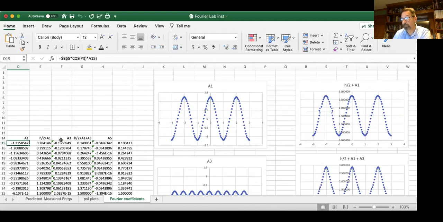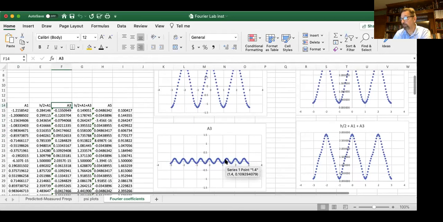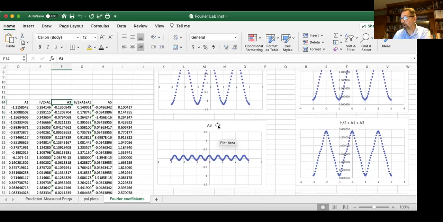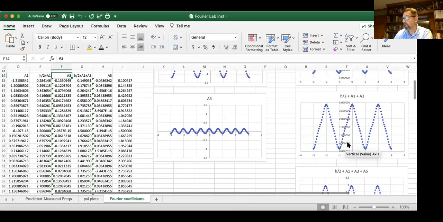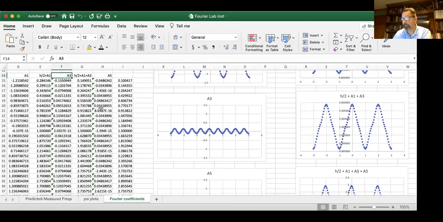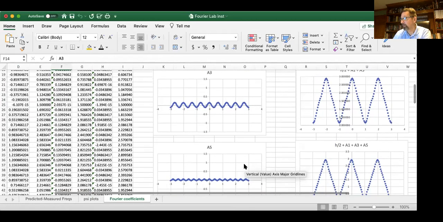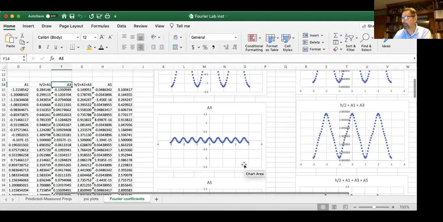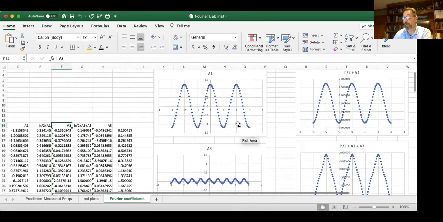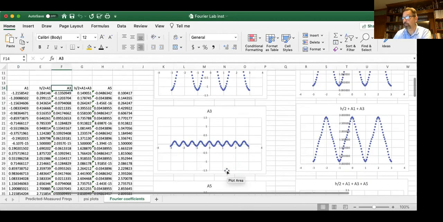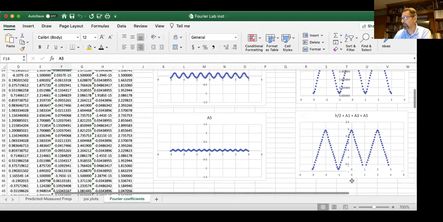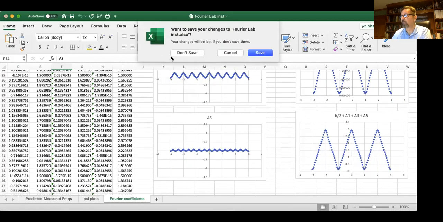There's the A3 term, okay, right there. You can see it's 1/3 the amplitude. I took that one and added it up, and all of a sudden it's starting to look like a triangle wave. And then I took the 5th one, okay. There's the 5th one. You could see it's 1/5 the amplitude. I took h over 2, which is the A0 term, plus A1, plus A3, plus A5, and it's starting to look like a pretty good triangle just with 3 terms. If I did an infinite number of terms, sure enough, it would work. All right, that's Fourier series in a nutshell.